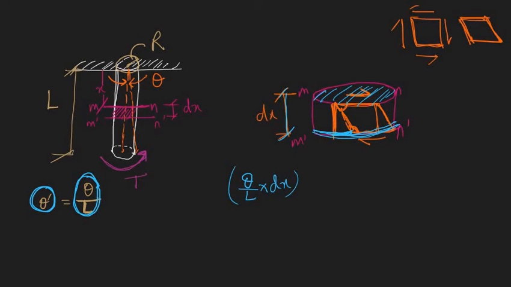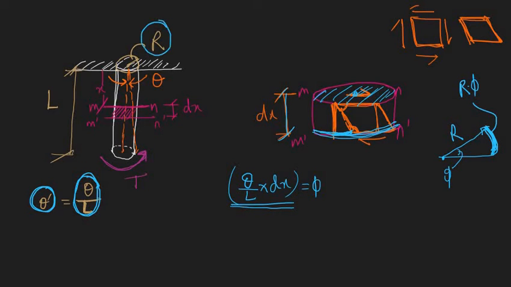Let's say this was the line and you have rotated it by an angle phi. So what is the length of this curve? If the radius is r, this is r times phi. So the rotation here is phi, and the radius was r. So we can measure the deformation due to shear. This deformation is simply phi times r, or theta by L times dx times r. This is the deformation, and the length was dx.